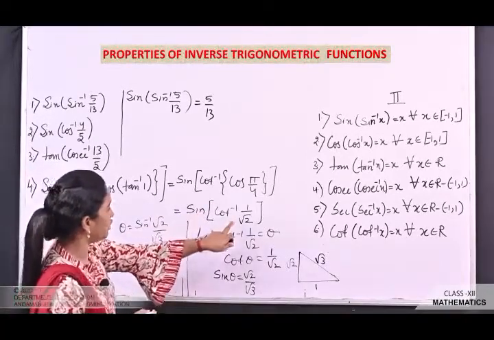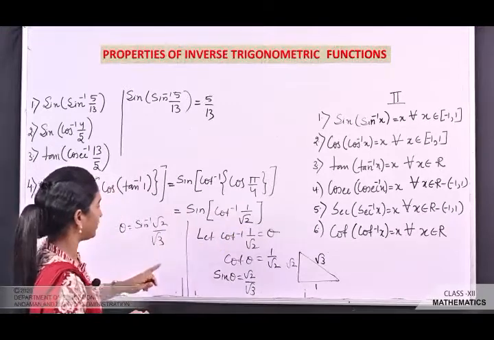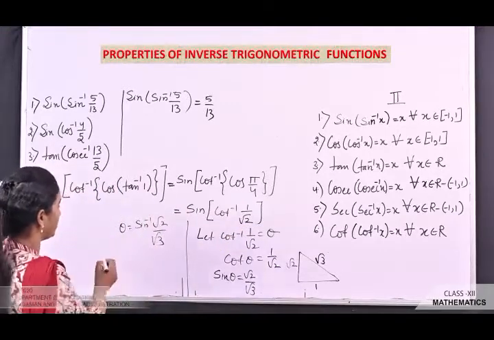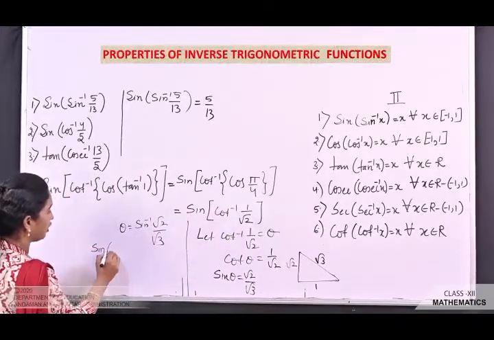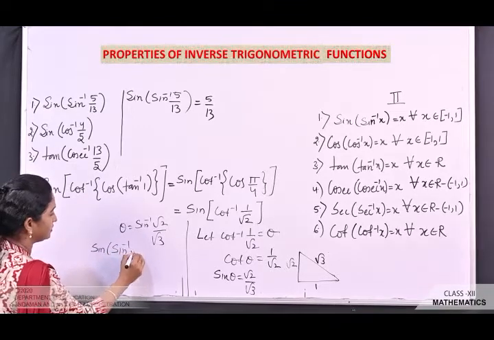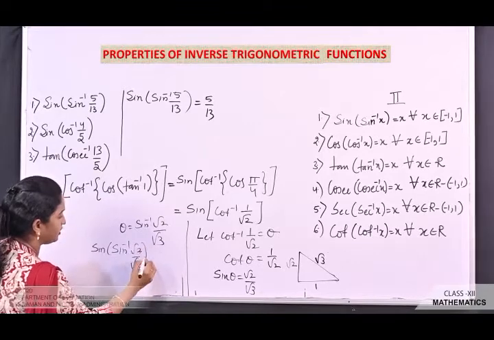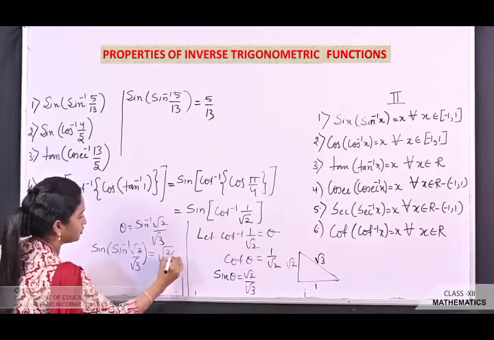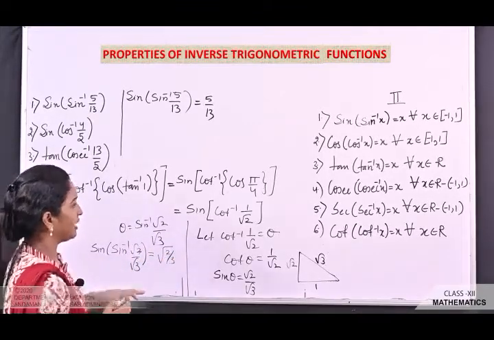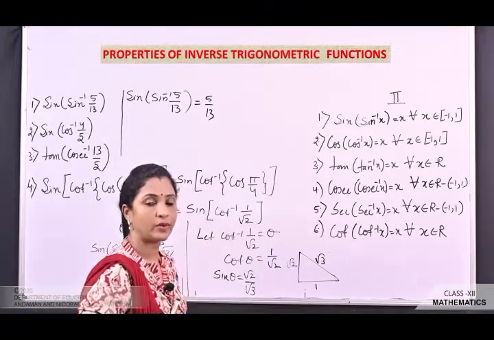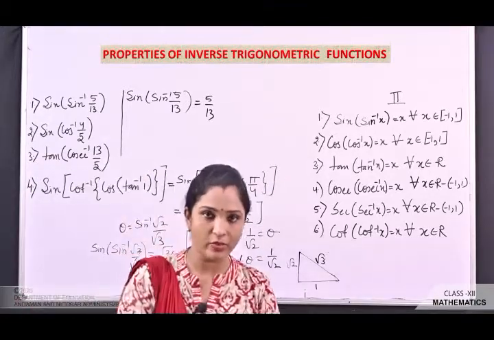So in place of cot inverse 1 by root 2 you can write down sin inverse root 2 by root 3. So you are going to get sin of sin inverse root 2 by root 3, and that will be is equal to root of 2 by 3, and it definitely lies in -1 to 1. I hope this question is clear.